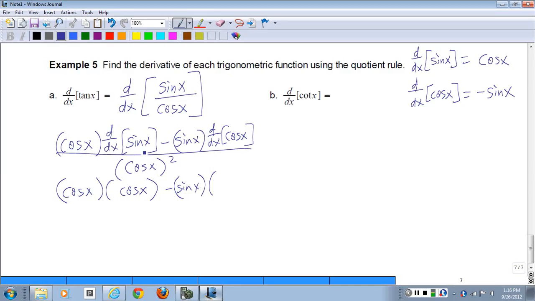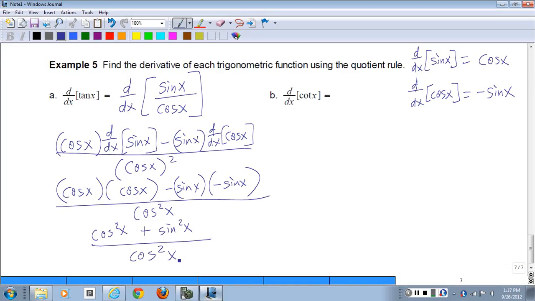Derivative of sine x is cosine x. I just got through saying that. Derivative of cosine x is negative sine x. Don't know where that came from. All over cosine squared x. So the top's going to be 1? Well, the top is going to be 1. It sure is. Look at that. Cosine squared x plus sine squared x over cosine squared x. And our familiar Pythagorean identity, that is 1 indeed, over cosine squared x.